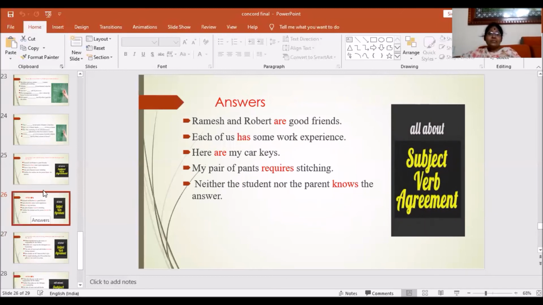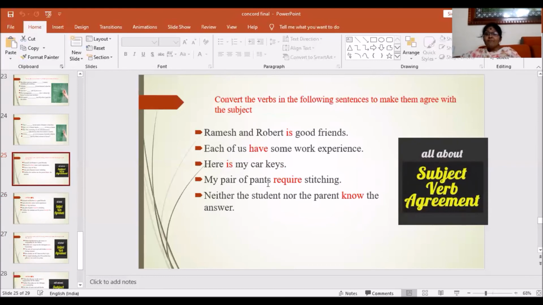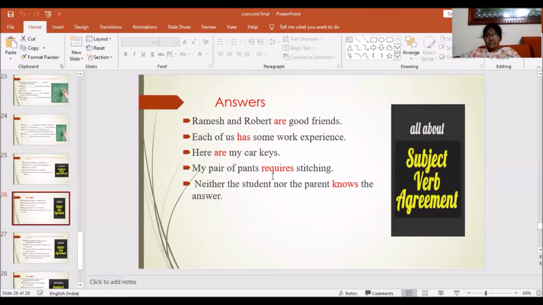Next sentence we'll see. My pair of pants requires stitching. How should you make this verb agree? What should you do? Your answer should be, my pair of pants requires stitching, right?